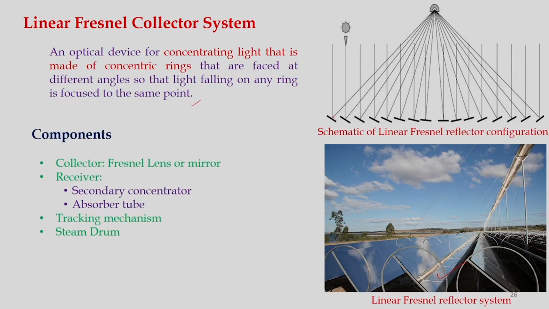Okay. And components, if we say, so collector is one component. This collector is nothing but Fresnel lens or mirrors, and for receivers we have a secondary concentrator and absorber tubes. Okay. These absorber tubes are here. And a tracking mechanism and steam drum are required, because at the end steam will be collected and that will be expanded in the turbine for electricity generation.